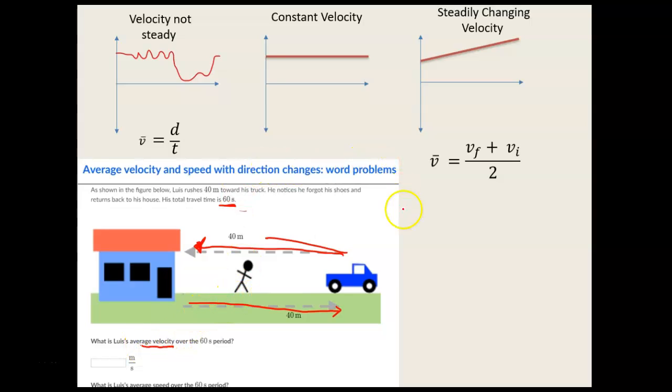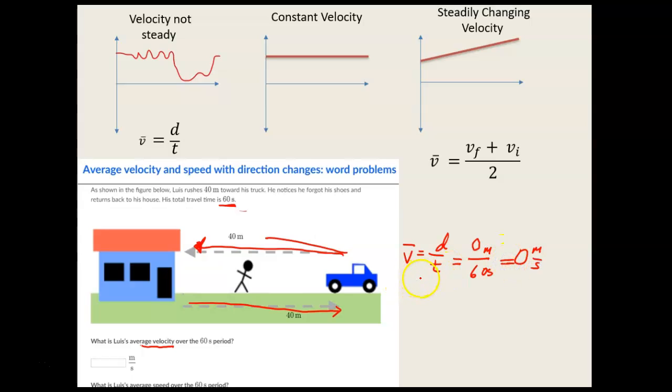Okay, well, we know average velocity equals displacement over time. And in this case, he started at his house, he came over here, he came back, he ended at his house. So his displacement is 0, time is 60 seconds, and so his velocity is 0 meters per second.